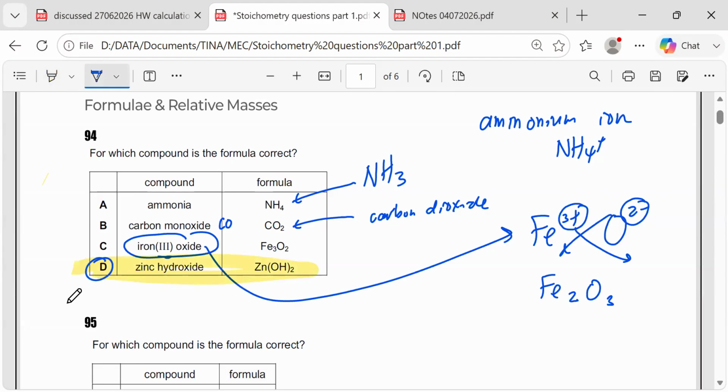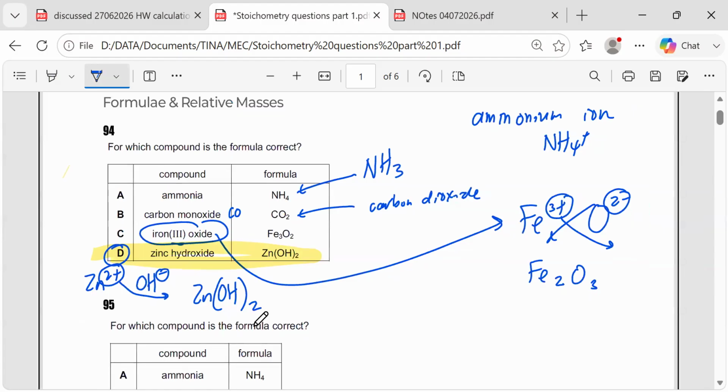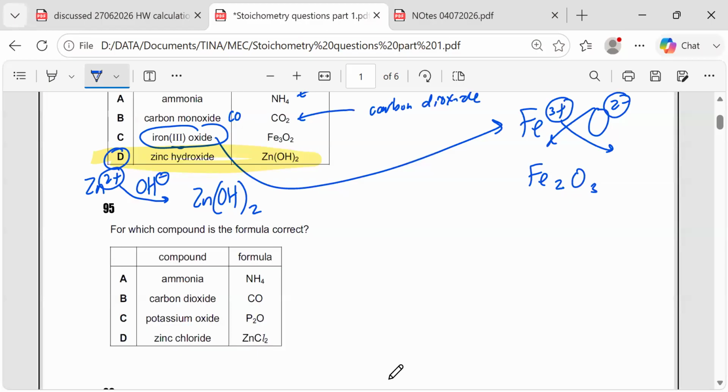Zinc is 2 plus, hydroxide is OH negative. So 2 plus and negative 1, can you cross? Yes. So you get Zn(OH)2. Okay, do you understand? Okay, can you try 95? Same concept. This is really like thinking back, everything we learned.